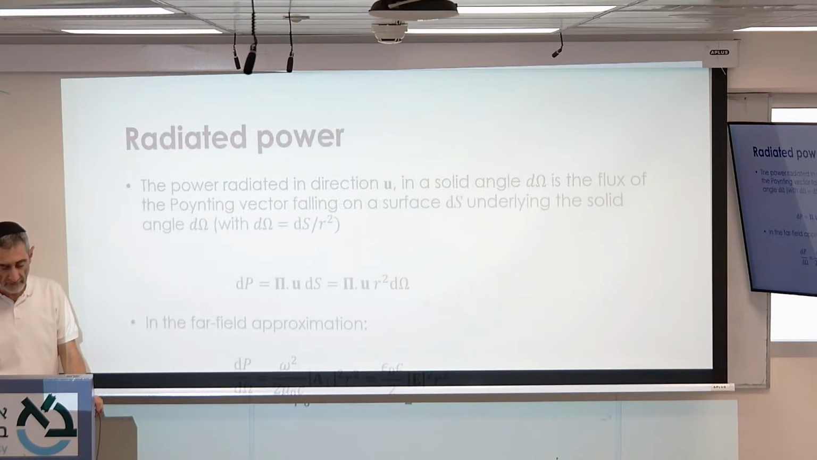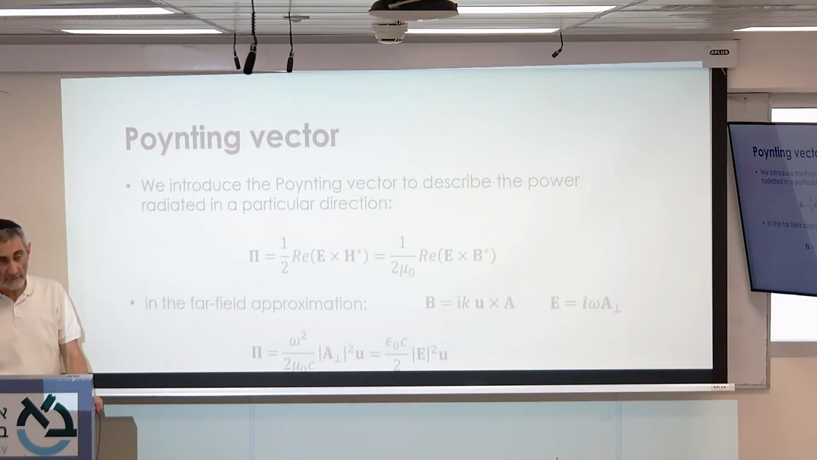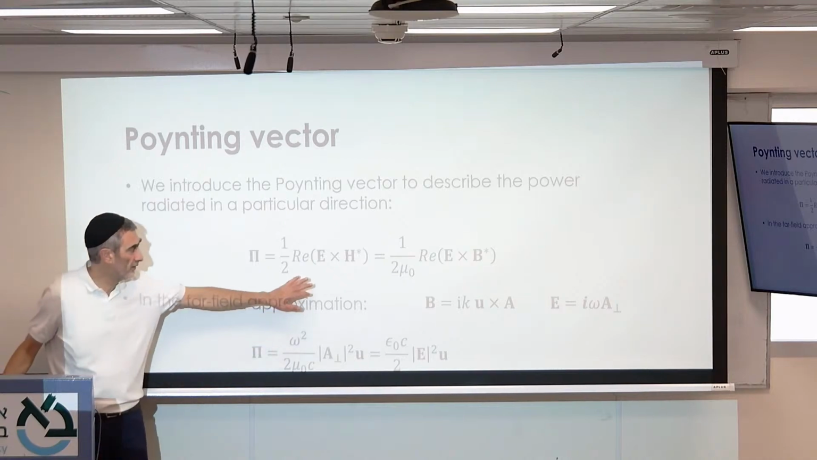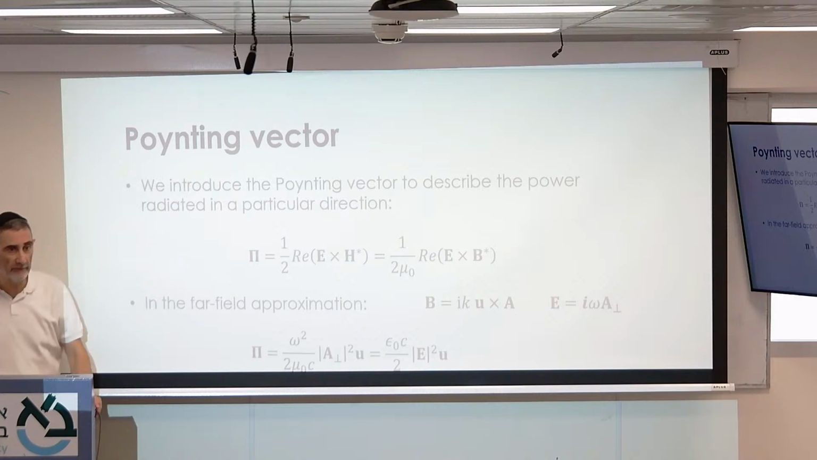You can also define the radiated power. The Poynting vector is the power radiated in a given direction. So we are looking in that direction U, from the source towards some point, and the power radiated into that direction is given by the Poynting vector. Remember that usually this is the cross product of the E field and the B field.